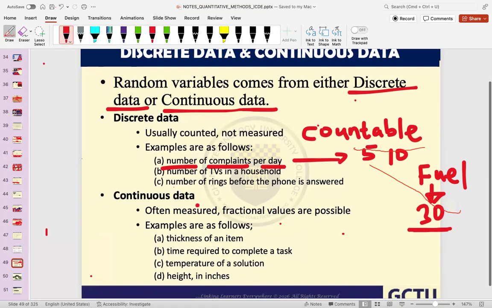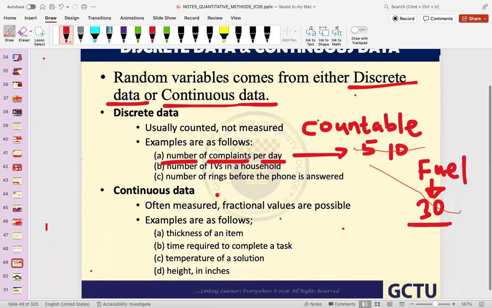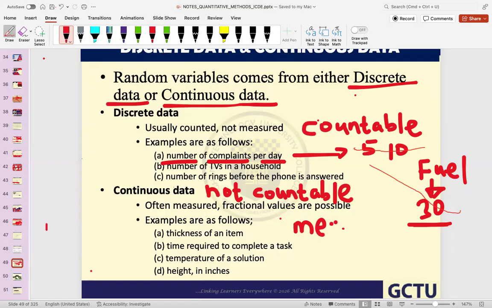Now, what about continuous data? Continuous data is not like the discrete data. Continuous data are not countable. You cannot count them. Data that is not countable is called continuous. So if they are not countable, what can be done to them? Then it means that they can be measured. You cannot count them, but you can measure them.